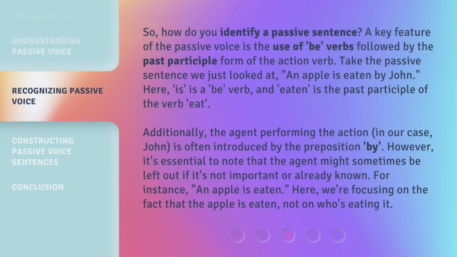So, how do you identify a passive sentence? A key feature of the passive voice is the use of be verbs followed by the past participle form of the action verb. Take the passive sentence we just looked at, an apple is eaten by John. Here, is is a be verb, and eaten is the past participle of the verb eat. Additionally, the agent performing the action, in our case, John, is often introduced by the preposition by.